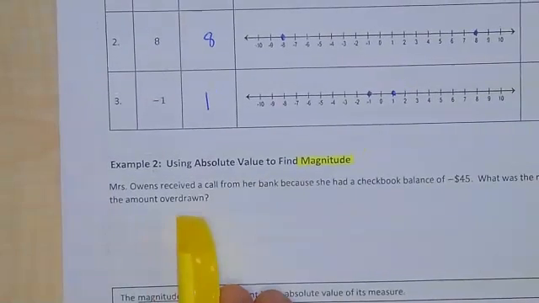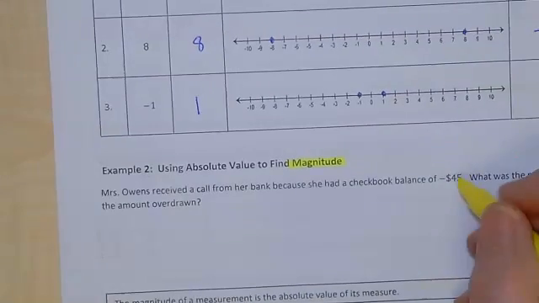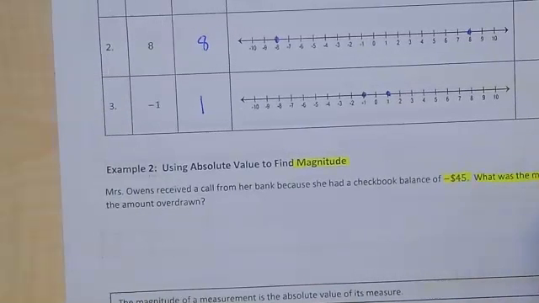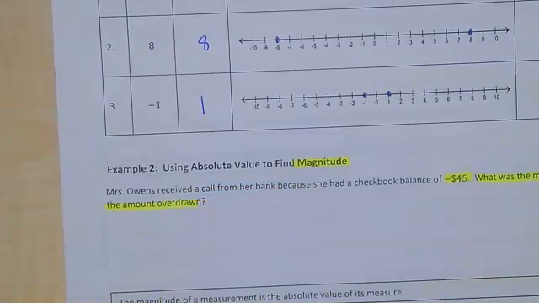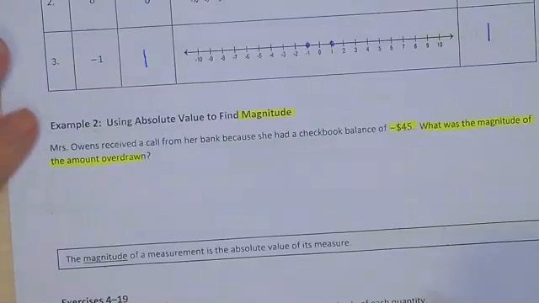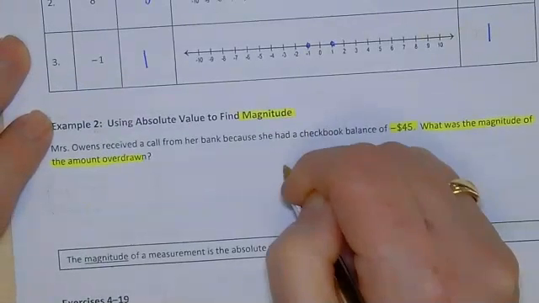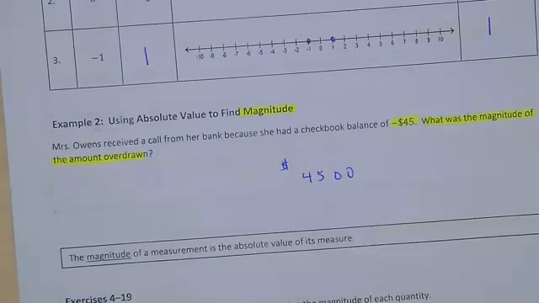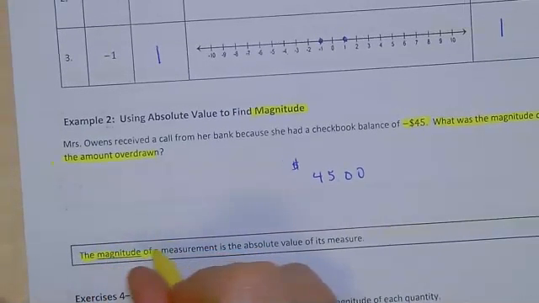Mrs. Owens received a call from her bank because she had a checkbook balance of, oops, what was the magnitude of the amount overdrawn? How much overdrawn is she? Peyton, $45. We do not say -45 because then we would say she is -45 overdrawn and then I have two negatives. So if it says how much is she overdrawn, it's just $45. Here's what magnitude means, and we've already put that in our composition book too.